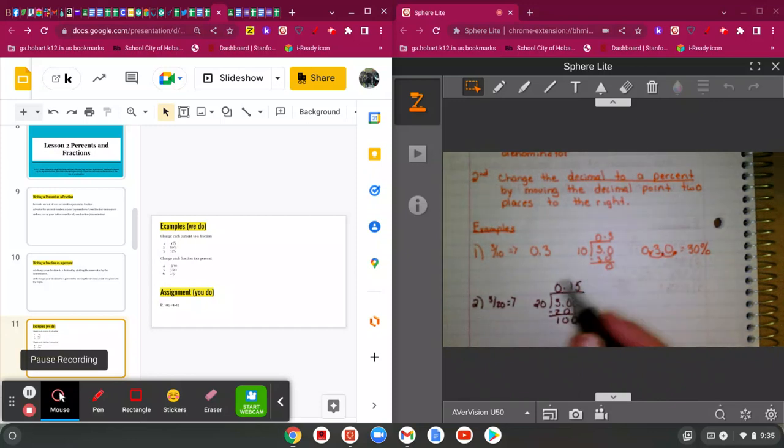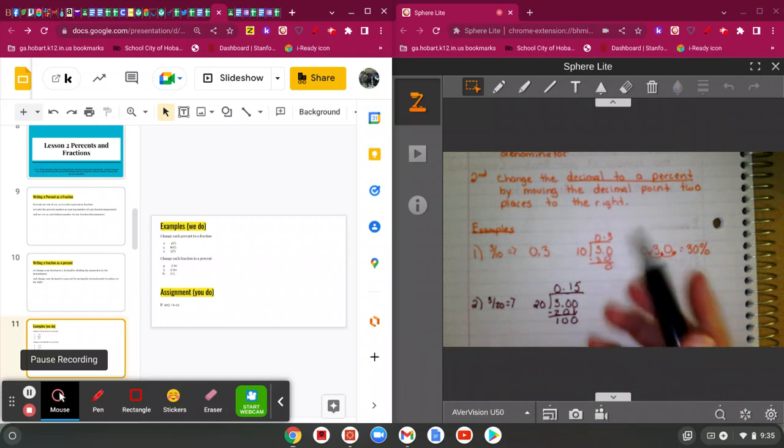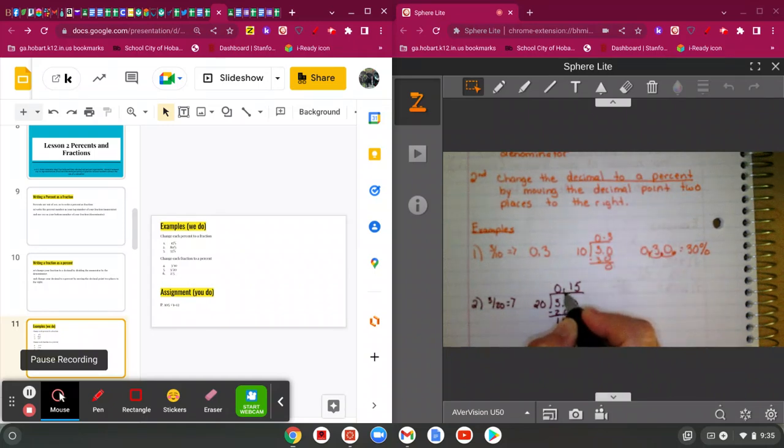Okay, so now you've changed your fraction to a decimal. That's what we did yesterday on Thursday. So then, to change your decimal to a percent, you are taking your decimal point and moving it 2 places to the right. So 3/20 as a percent would be 15%. Fraction to decimal, divide numerator by denominator. Decimal to percent, move the decimal point 2 places to the right, and you have your percent.